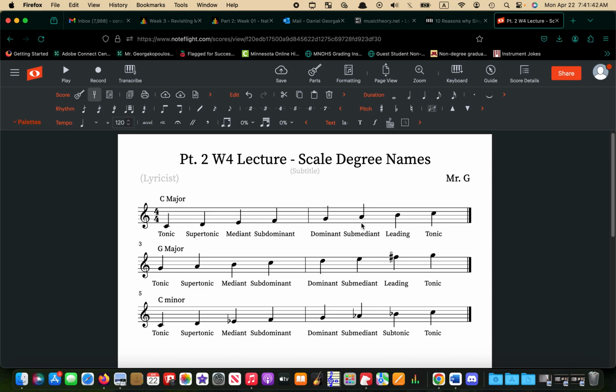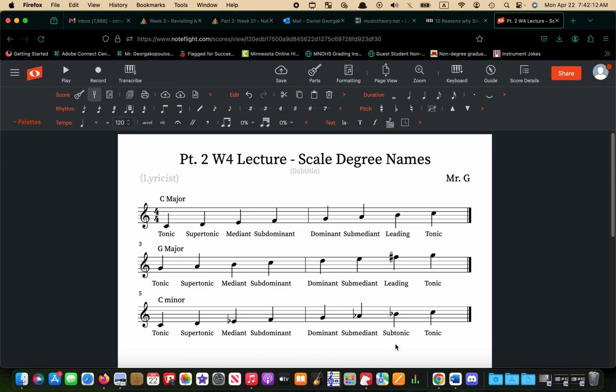And those are all of the technical names, no matter what scale you have, or no matter what tonic you have. So you see I have below C major a G major scale. You'll notice that each of those notes is the same for their position. 1 is always going to be tonic, 5 is always going to be dominant, 6 is always going to be submediant, etc., etc.